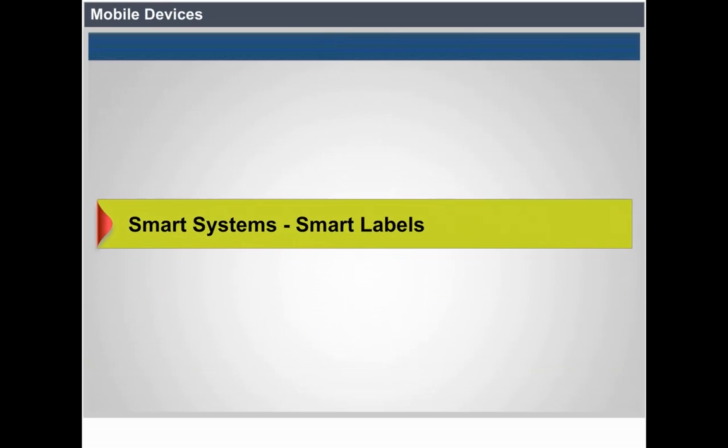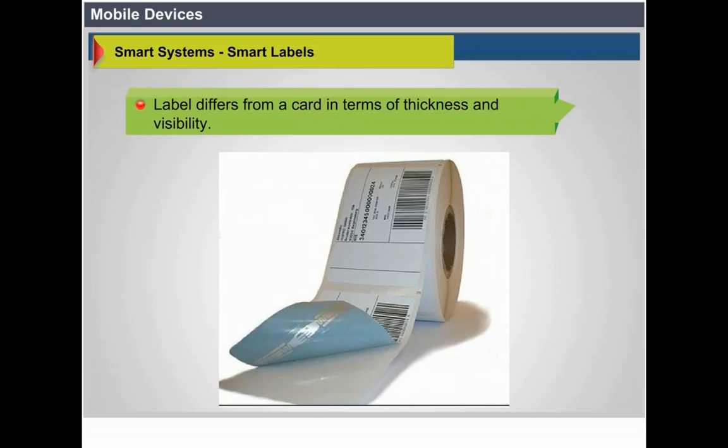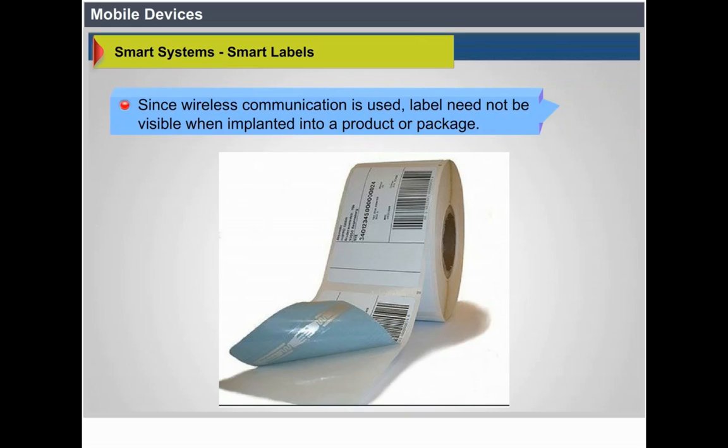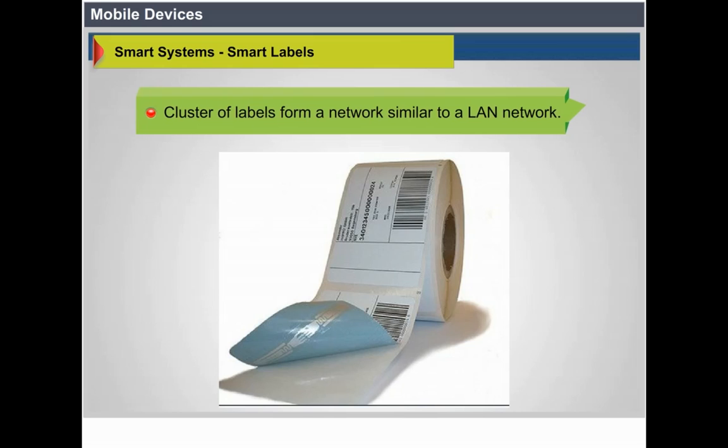Smart systems: smart labels have a processor, memory, transceiver, and antenna similar to a contactless smart card. A label differs from a card in terms of thickness and visibility. It is powered by the received signals. Since wireless communication is used, the label need not be visible when implanted into a product or package. Smart labels are networked together using a central reading or computational device, host or PC. A cluster of labels forms a network similar to a LAN.